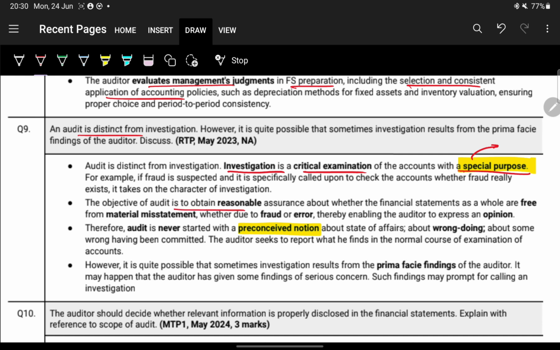The objective of the audit is to obtain reasonable assurance whether financial statements as a whole are free from material misstatement, whether due to fraud or error. Audit is never started with a preconceived notion about the state of financial affairs, or about any wrong having been committed. The auditor only seeks to report what he finds in the normal course of examination of accounts. It is quite possible that sometimes an investigation results from the prima facie findings of an auditor. The auditor may have given some findings of serious concern, and such findings may prompt calling an investigation.